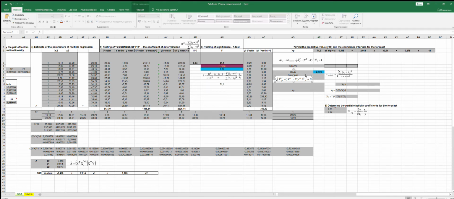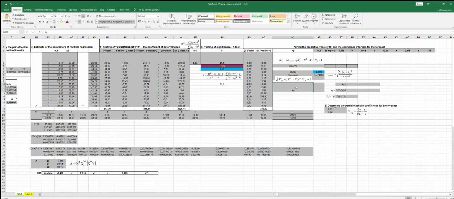Then the residuals. To define the residuals, we need to use this formula. So again, we put the function. Then we need to find these differences. This is the difference between the actual and estimated value. This value is divided by, again, n minus m minus 1, which is equal to 12. Good. And now we need to find this expression.